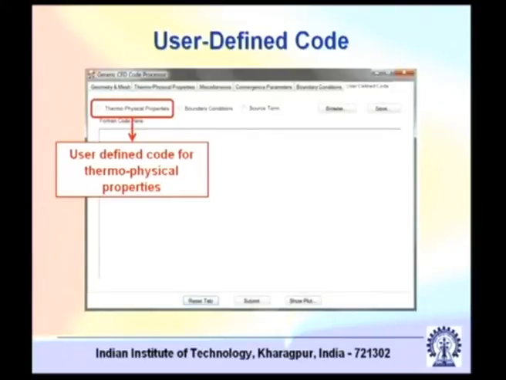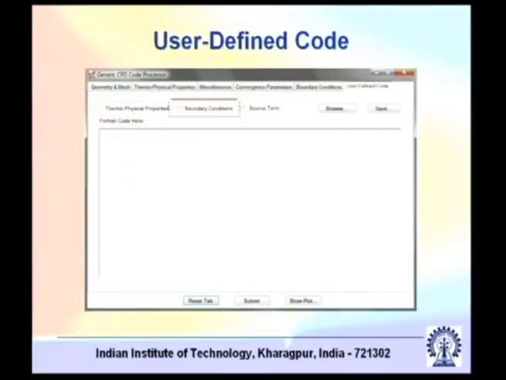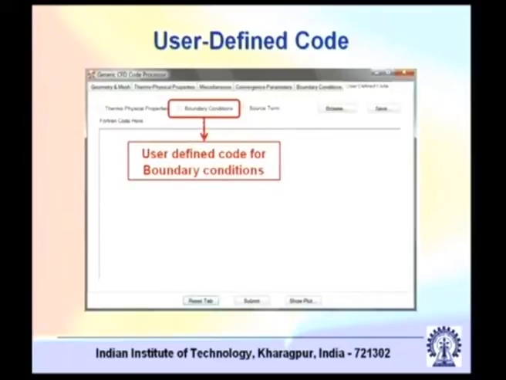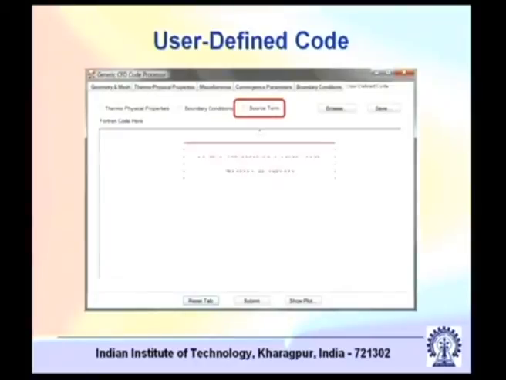Then let us come to the concept of user defined codes. So usually you use user defined codes for accommodating something which is not there in the standard GUI or standard programmable interface. So for example, if you have variable thermophysical properties and that you want to implement, that is one case. Then if you have user defined code for boundary conditions. So for example, if you are interested to have certain boundary conditions which are not there in the standard GUI, then you can use the user defined codes.